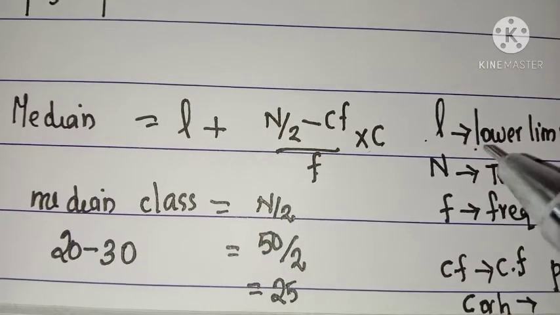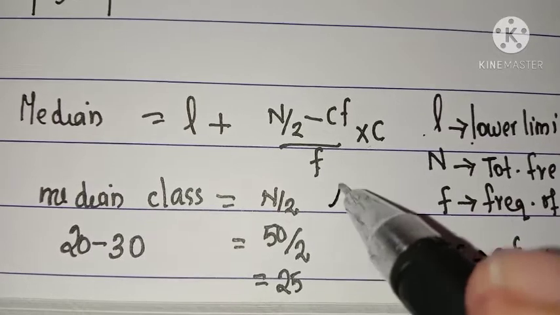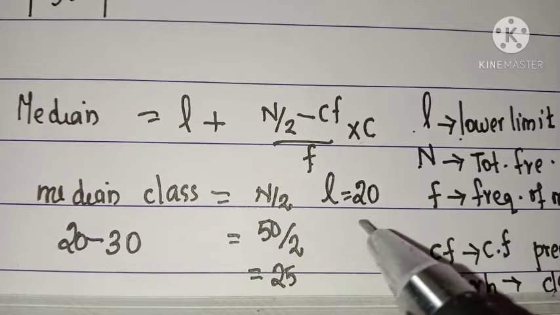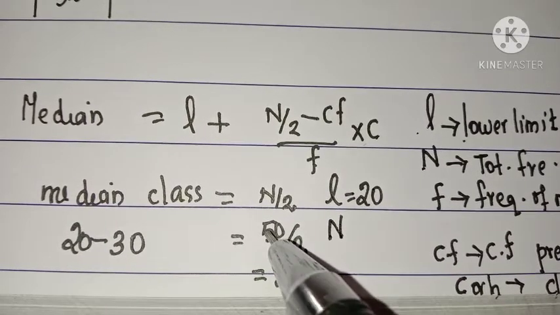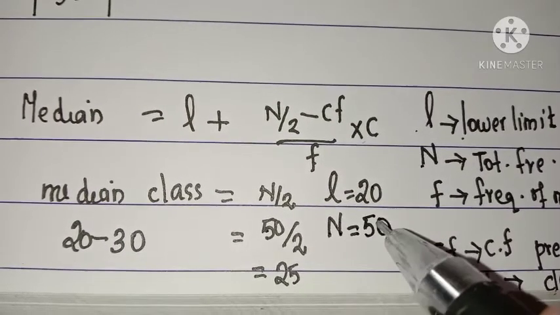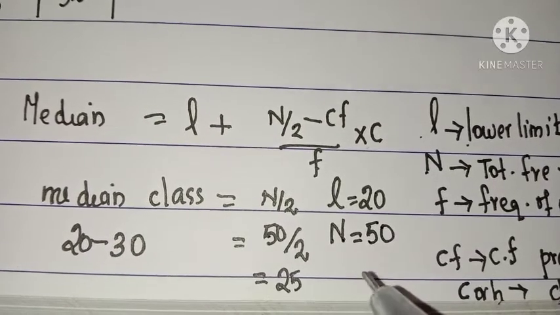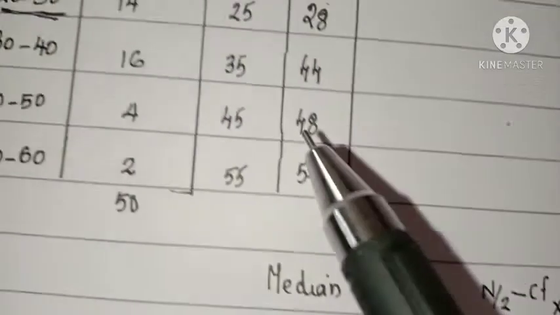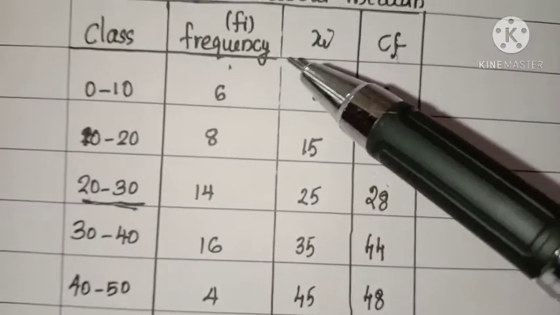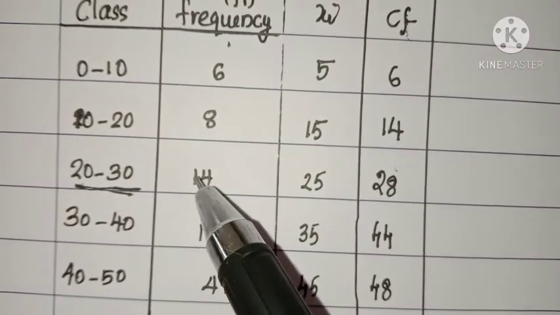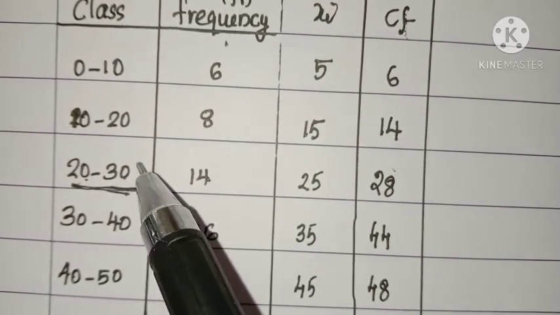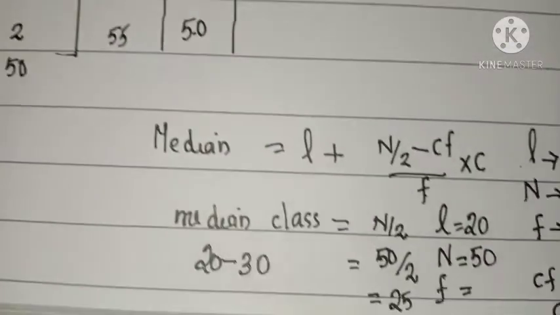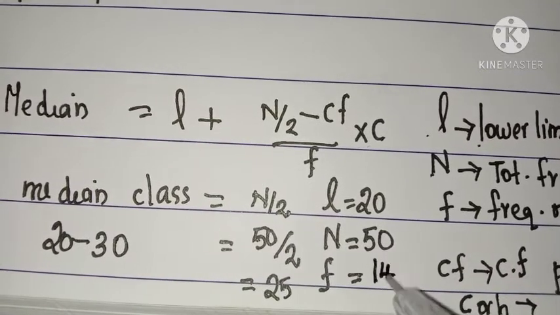Listen, L is the lower limit of the median class. So what is L? L equals 20. Now N. N is the total frequency. N equals 50, or N by 2 is equal to 25. Now f. f is the frequency of the median class. So again look into the table. The frequency of the median class is 14. 20 to 30 is the median class. So corresponding to this class, the frequency is 14. So f equals 14.